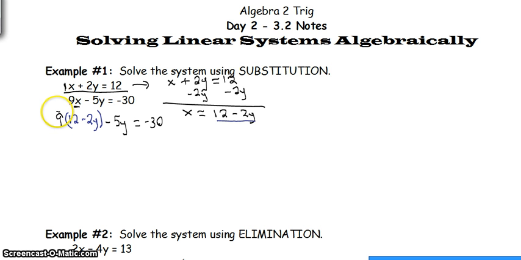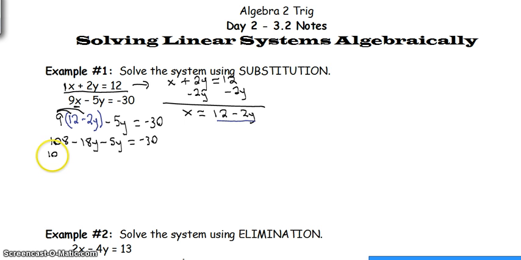So I'm going to distribute this 9 times 12, and if you need your calculator, that's fine. It's 108. Distribute 9 times negative 2y is negative 18y. And then this just drops down, minus 5y equals negative 30. And I solve this equation for y. So on this side, I'm going to combine like terms. Now be careful. I've seen many students make the mistake of accidentally switching one of these signs. When you're on the same side of the equal sign, you are combining like terms.